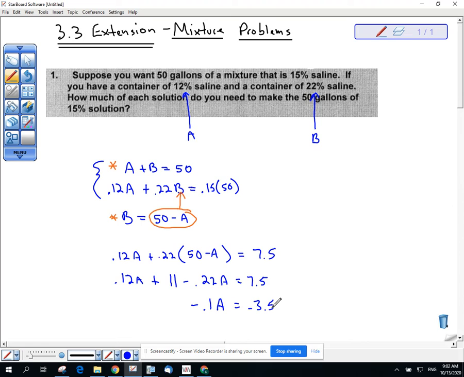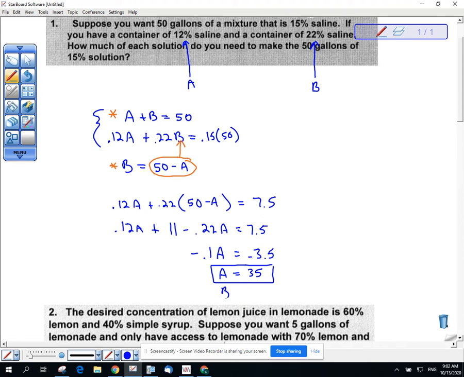And then what a lot of people would say here is to divide by negative 0.1, and you absolutely can do that. Negative 3.5 divided by negative 0.1. The equivalent of dividing by negative 0.1 is multiplying by negative 10. Sometimes that's easier to see. And that's going to make A equal to 35. Okay, so A is equal to 35. That's 35 gallons. Real quick, you can go back to this equation now, or maybe you just logically understand the problem. If the total has to be 50 and A is 35, well, then B is going to have to be 15. And again, that's in gallons.